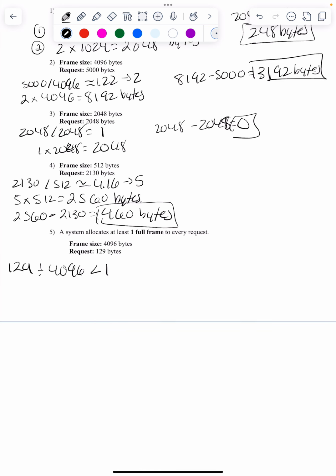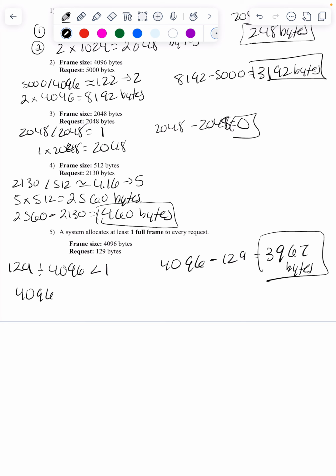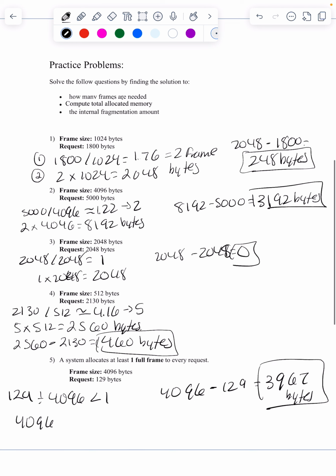Again, this is going to result in 4096 for the total allocated. And if we're looking at the waste, we'll take the 4096, subtract 129 bytes, and we are left with 3,967 bytes of internal fragmentation. All right, so that's basically some problems on how to do fragmentation, specifically internal.